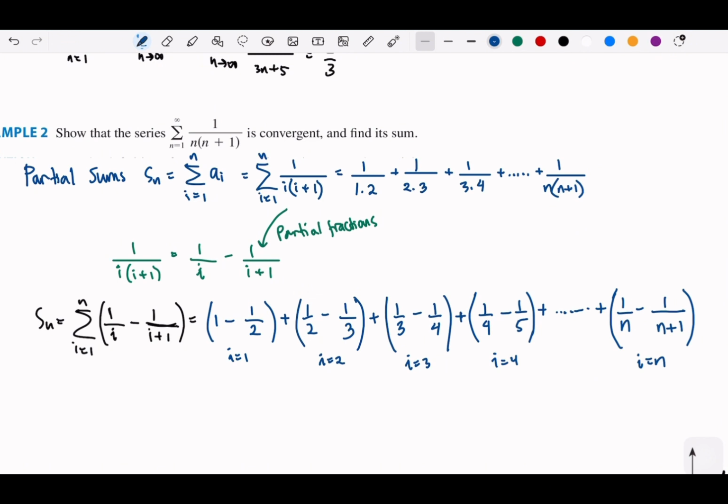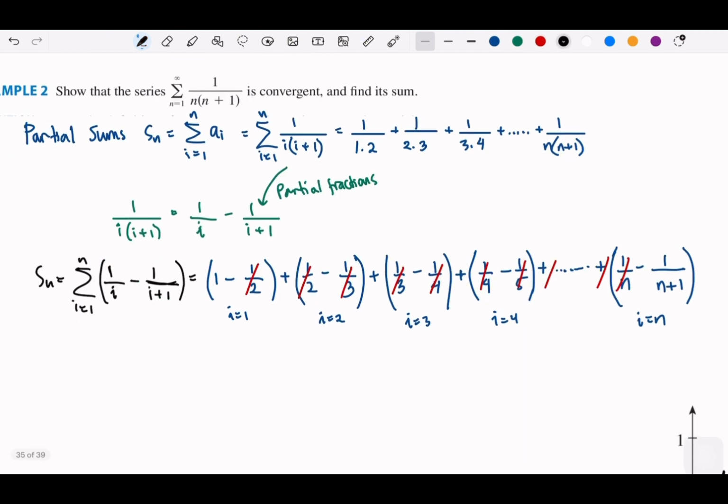Okay. So we could cancel this, and this, and also we are going to expect that this 1 over 5 also cancels, right? With somewhere there, and this 1 over n will also cancel. So at the end of the day, we could simplify our Sn and get 1 minus 1 over n plus 1.